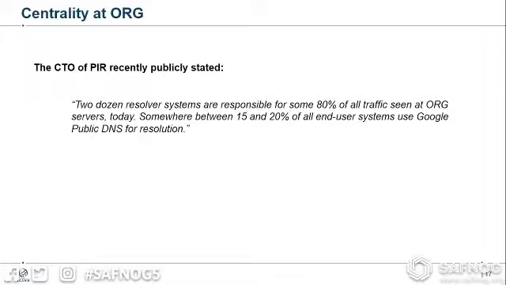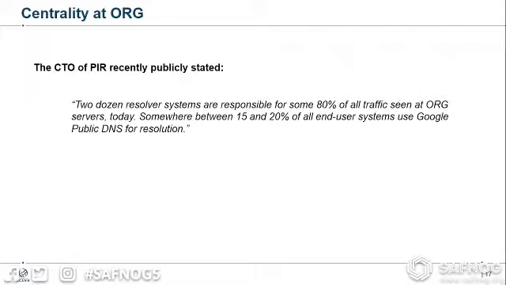Joe Abley, the CTO of PIR, the .org folks, is here this week, and recently released his interesting data that about 24 resolvers are responsible for about 80% of all traffic that .org sees at their servers. And somewhere between 15 and 20% of all end user systems use Google Public DNS, 8.8.8.8.